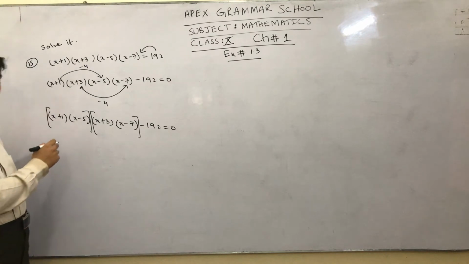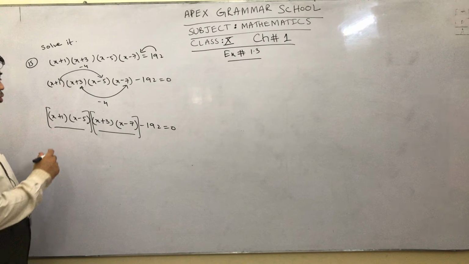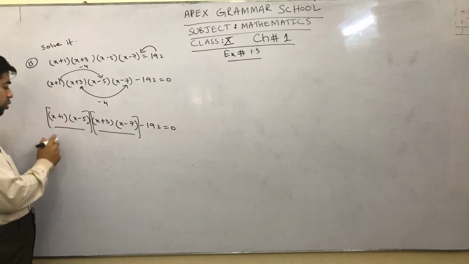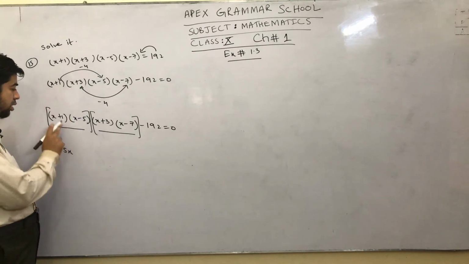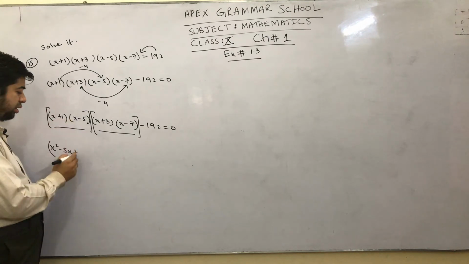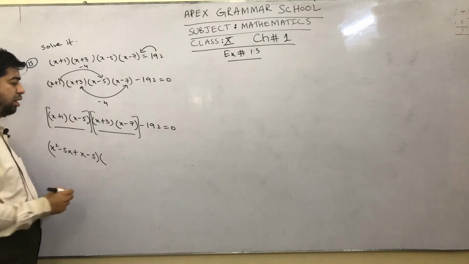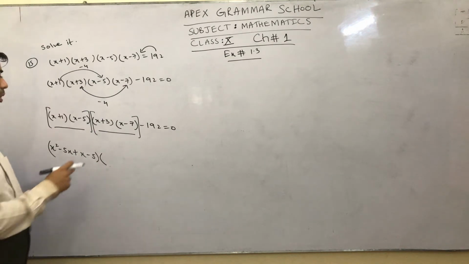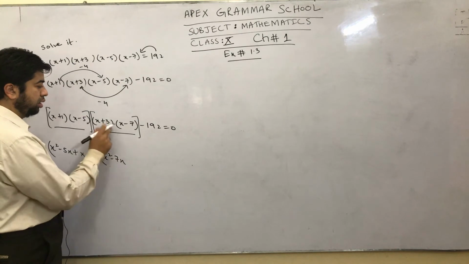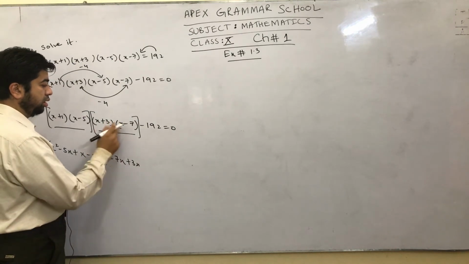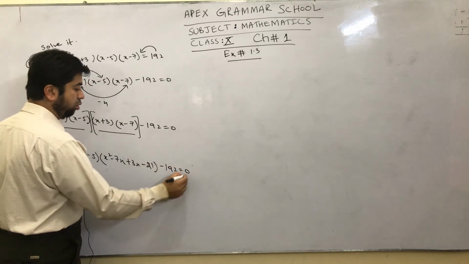Now you have to multiply both these expressions. How to multiply algebraic values? x into x is x square, minus 5x plus 1x (1 into x is x), and 1 into minus 5 is minus 5. Now within another bracket, x square minus 7x plus 3x, and 3 into minus 7 is minus 21, minus 192 is equal to 0.